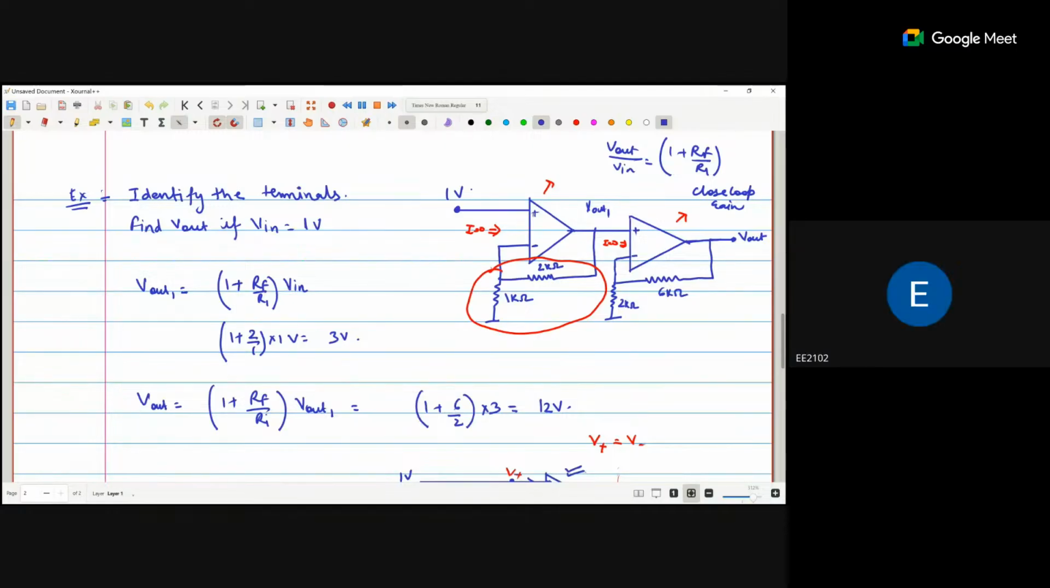Yes, sir. Is it mentioned properly in the question whether we have to use the open loop gain or not? If in the question it is not mentioned, or after watching the circuit we realize that it is a loop, then we use the closed loop gain.